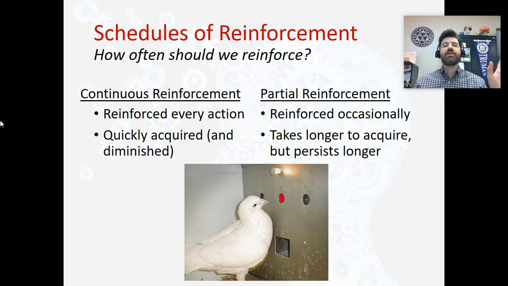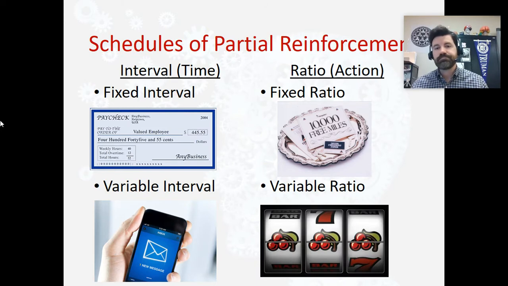So 2 main types of schedules, continuous and partial. When we look specifically at partial reinforcement, there are 4 different types of partial reinforcement, which brings us to a grand total of 5 schedules. Continuous reinforcement would be 1, and then 4 types of partial reinforcement. What do the different types of partial reinforcement look like? Well, let's take a look at this next slide.